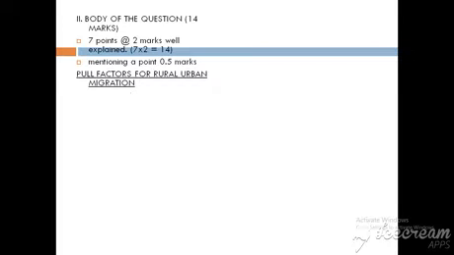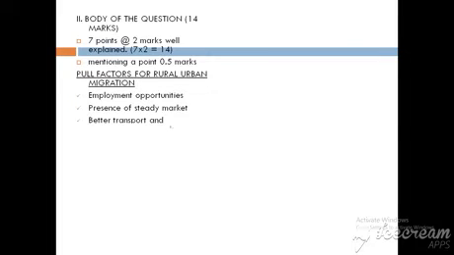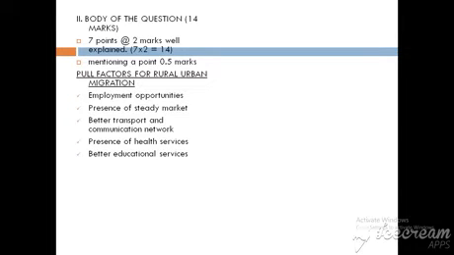For pull factors, we have to talk about the factors which pull people to go to urban areas. So these factors are in urban areas, not rural. They are attracting people to urban areas, from rural to urban. So what are the pull factors? We have some of them, as we can see: employment opportunities, a steady market, better transport, and presence of better educational services, and many others, as we can see in those points there.